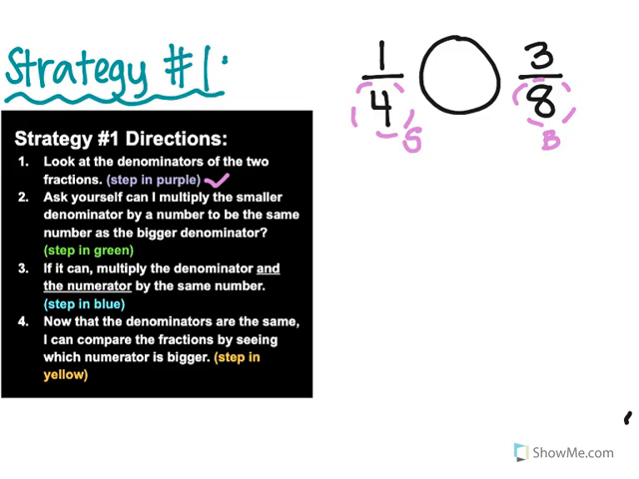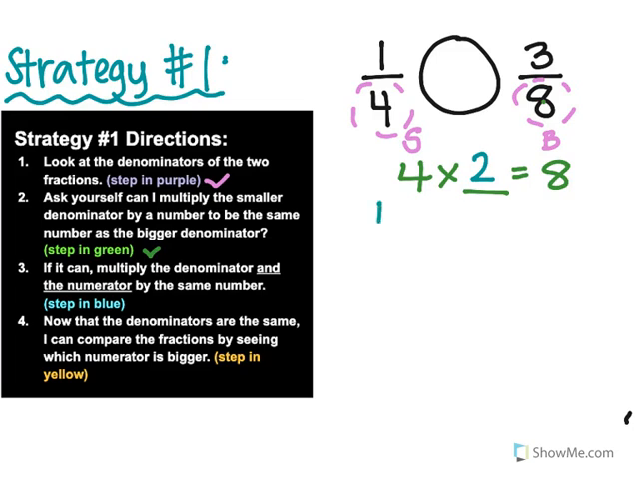My next step is ask yourself, can I multiply the smaller denominator by a number to be the same number as the bigger denominator? So I ask myself, can I multiply 4 by something to equal 8, because I want to use this big denominator. So I want to keep this denominator the same. So 4 times what equals 8? Well, I know that that answer is 2.